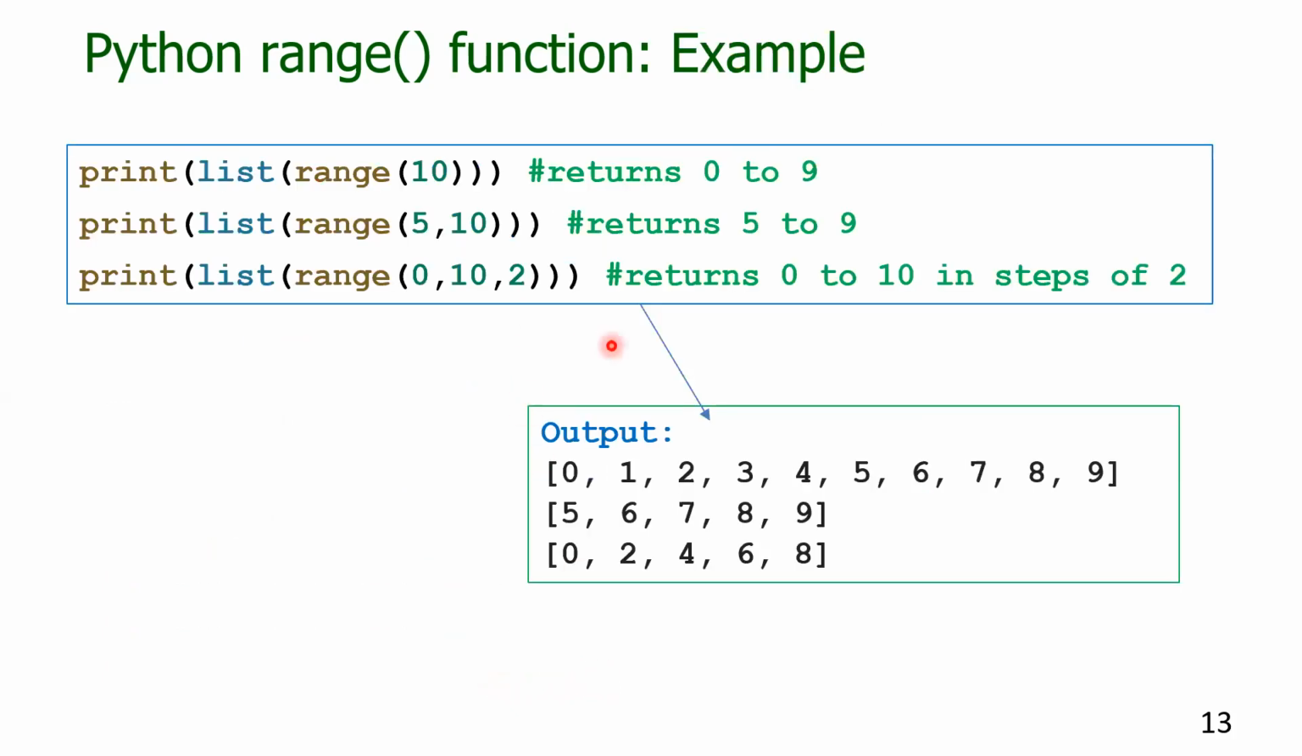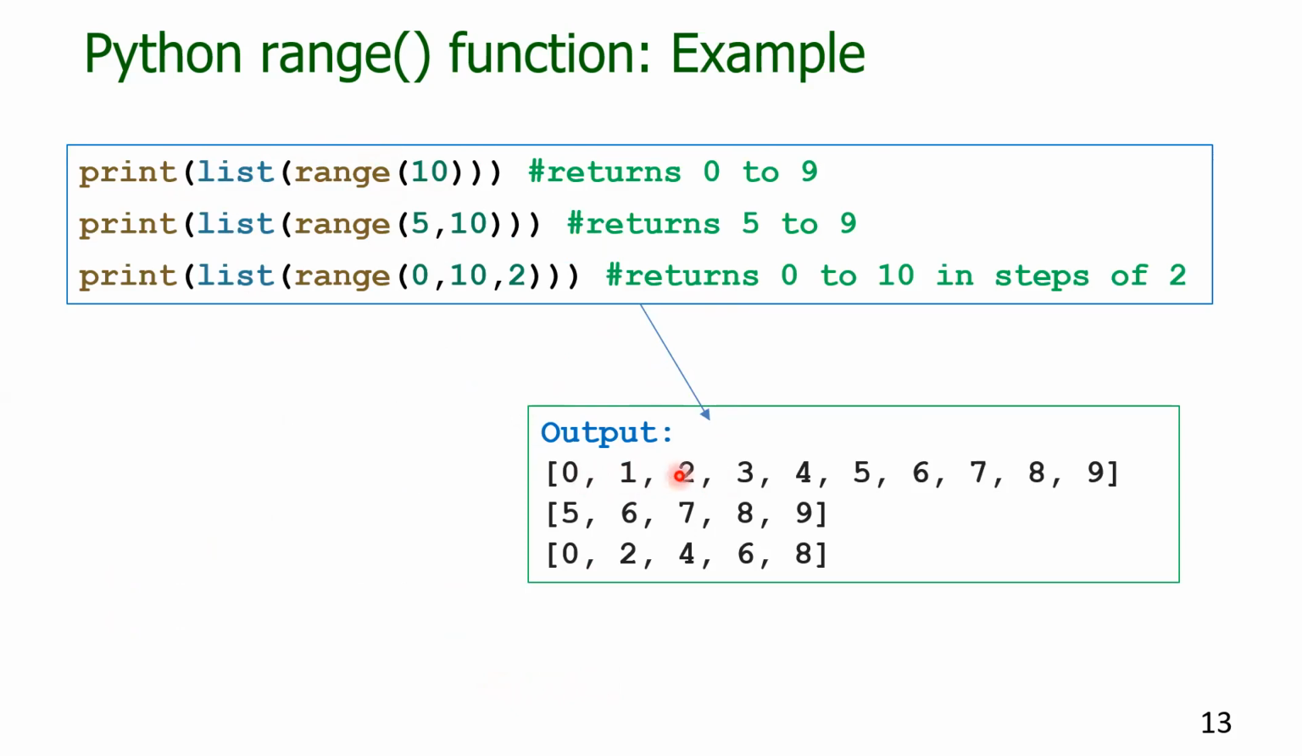So here is the output of the corresponding print statements, and observe here range is generating a sequence of numbers. Unless you convert it into a list, you will not be able to see the output. So in order to print the elements that are part of each of these ranges, we have to convert them into the corresponding list.